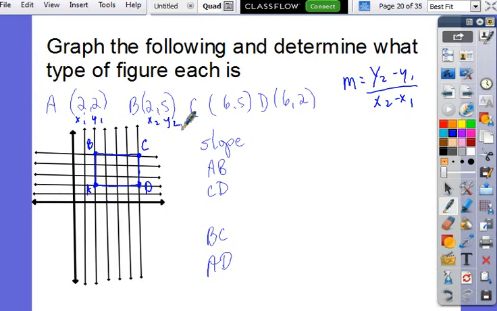So for this one, what is my Y2? 5 minus Y1, which is over my X2, which is again, minus 2 on the first one. So I get 3 over 0. What is it called when you have 0 in the bottom of a fraction? Undefined. A vertical line is undefined slope.